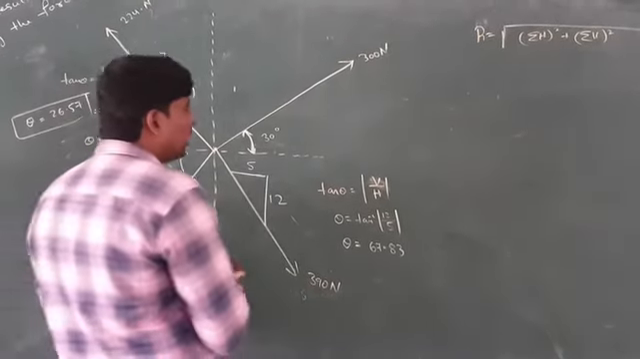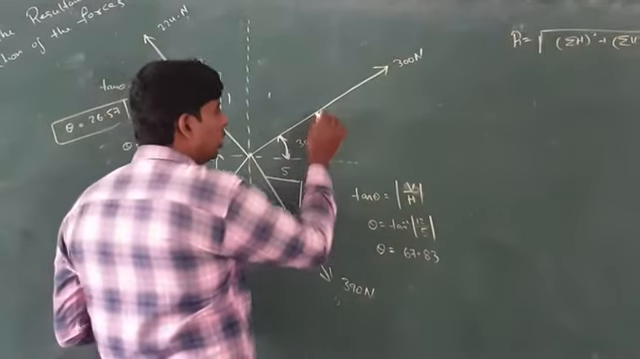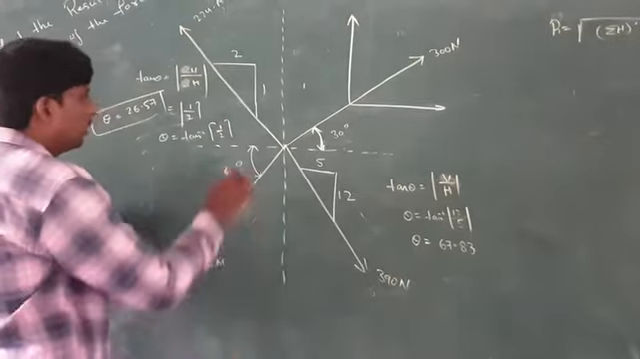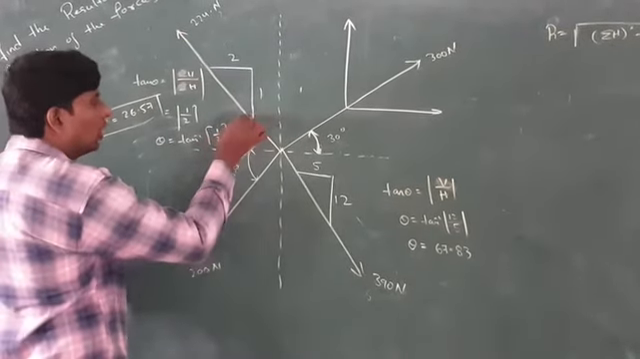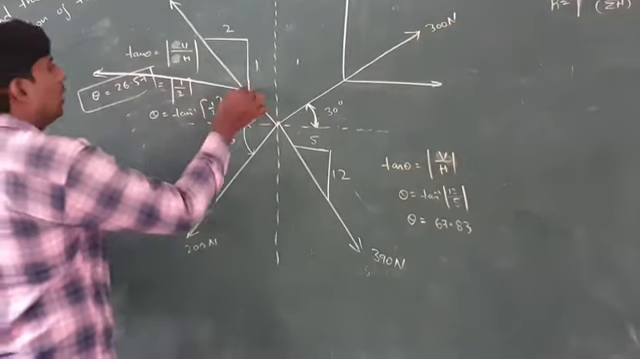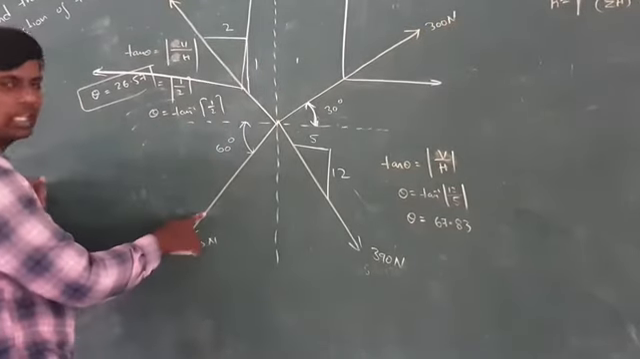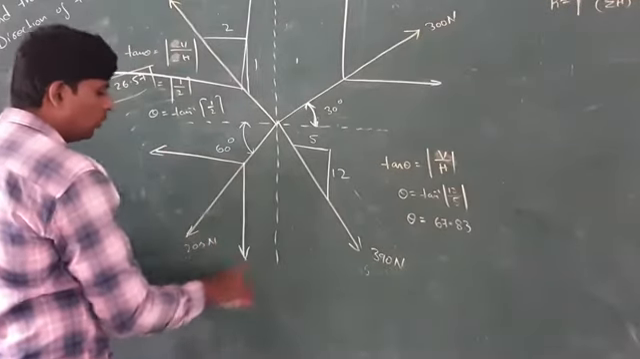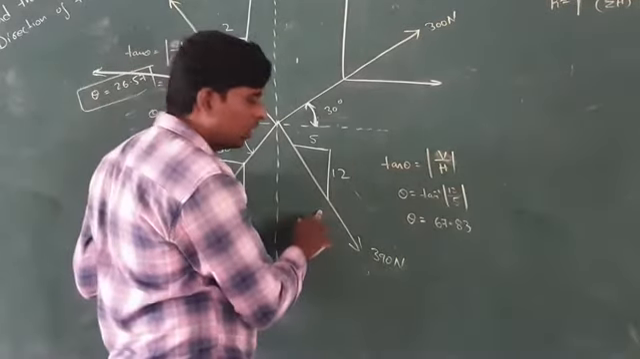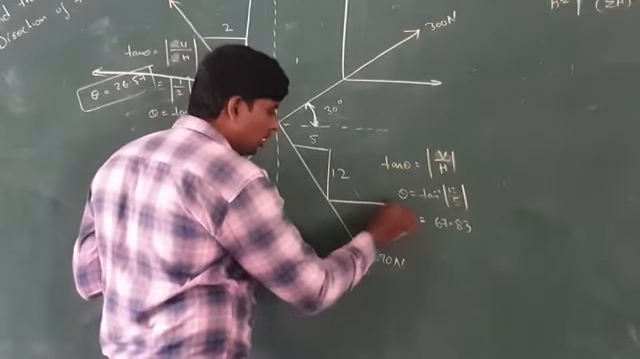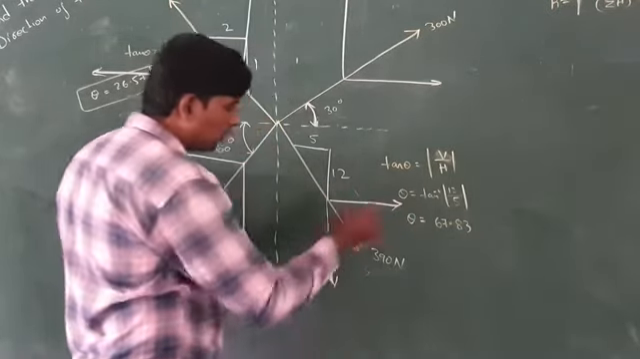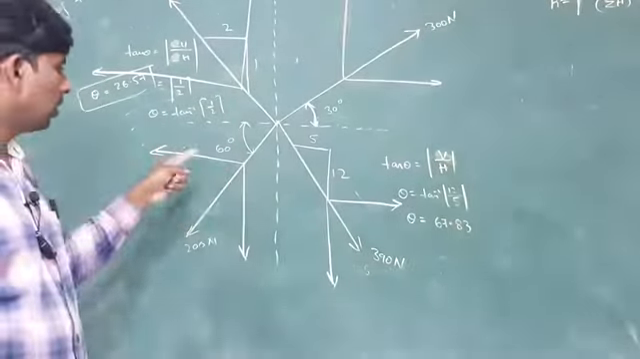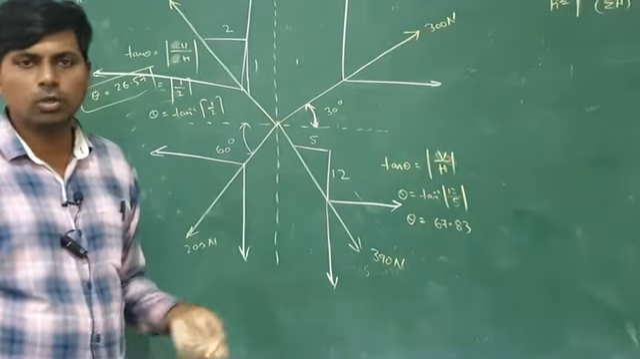See, this one is lying in which quadrant? First quadrant. First quadrant means forward and upward. This one is lying in the second quadrant. Second quadrant means backward and upward. Third quadrant means backward and downward. Fourth quadrant means forward and downward. Forward and upward, backward and upward, backward and downward, forward and downward. You have to remember this.